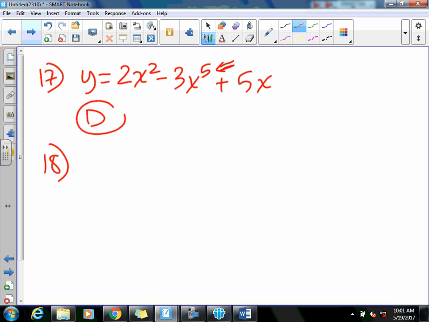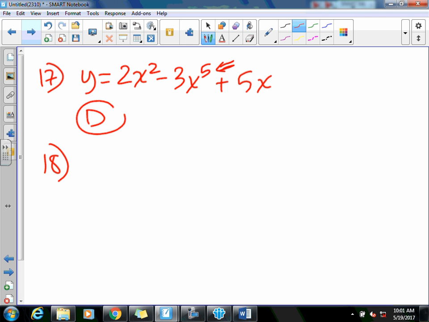Good. Number 18. Another familiar problem. In fact, basically 16 through 25, get off your phone, are all problems that have been missed frequently. So we want to see you guys get these problems correct this time.